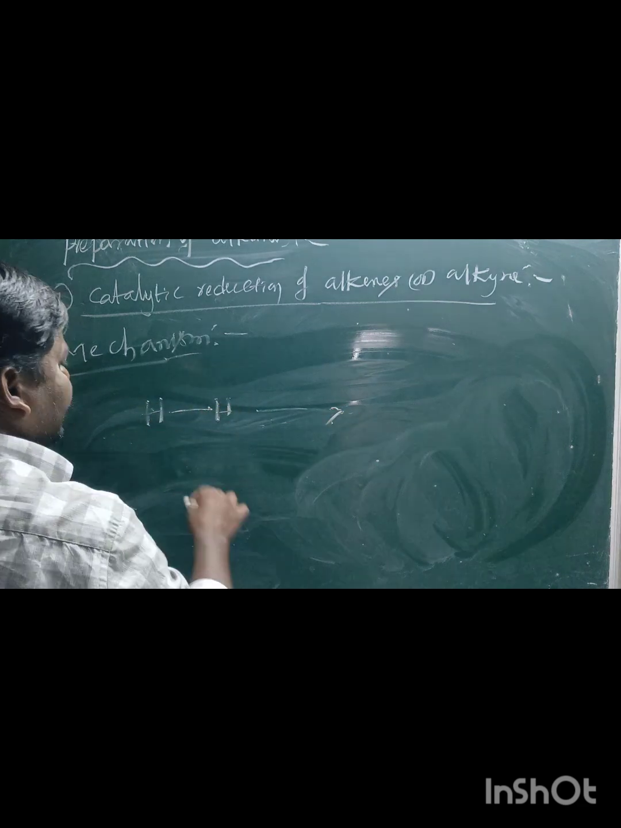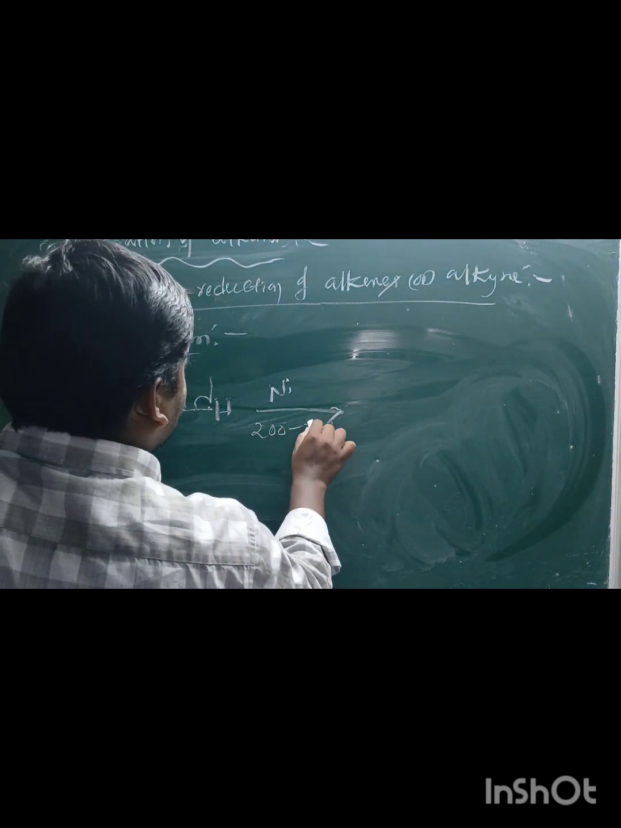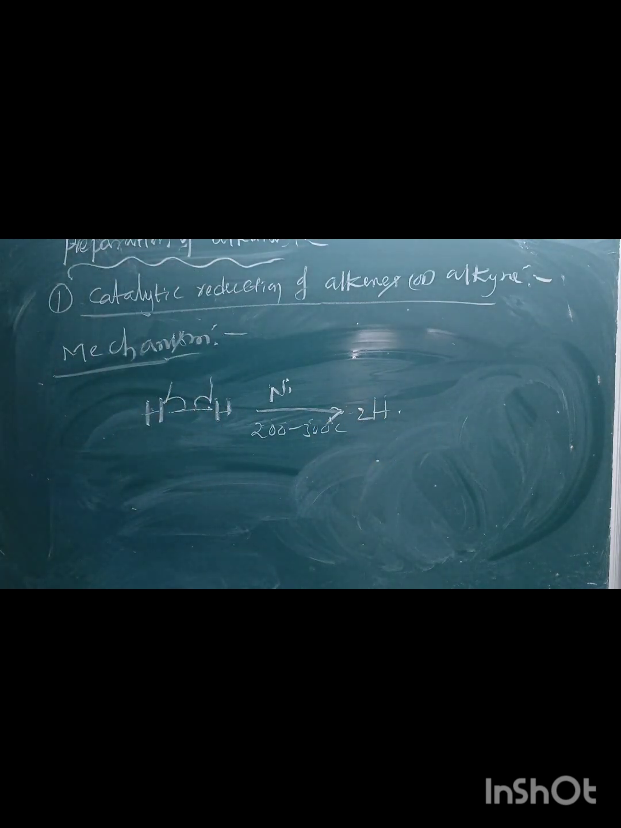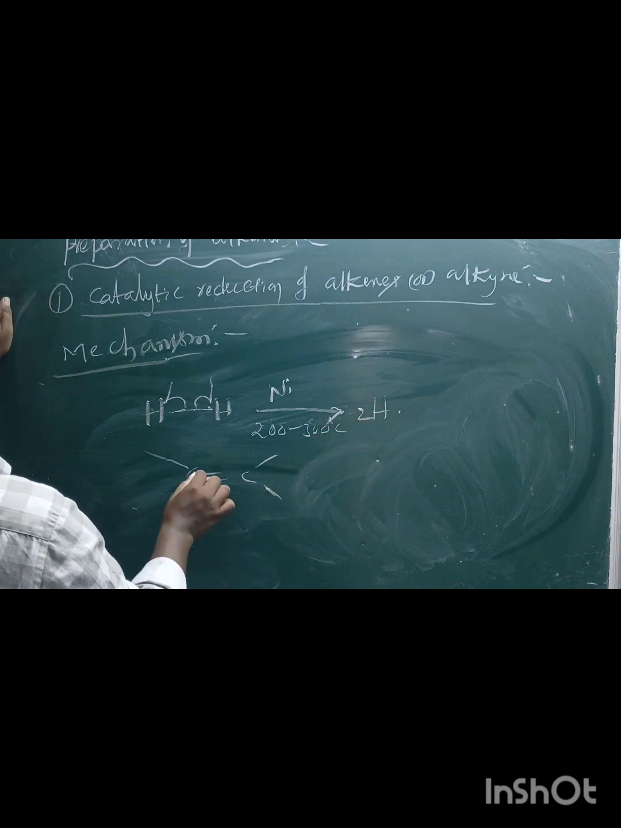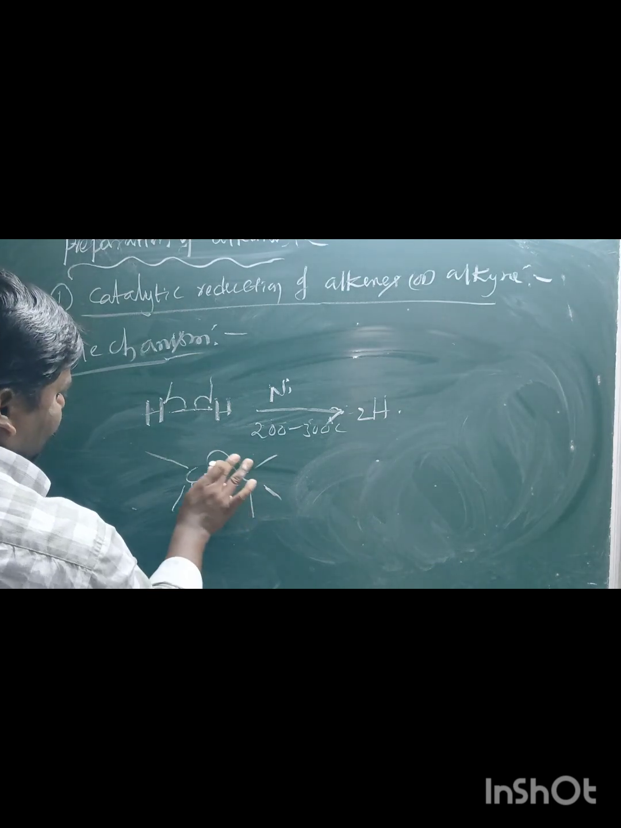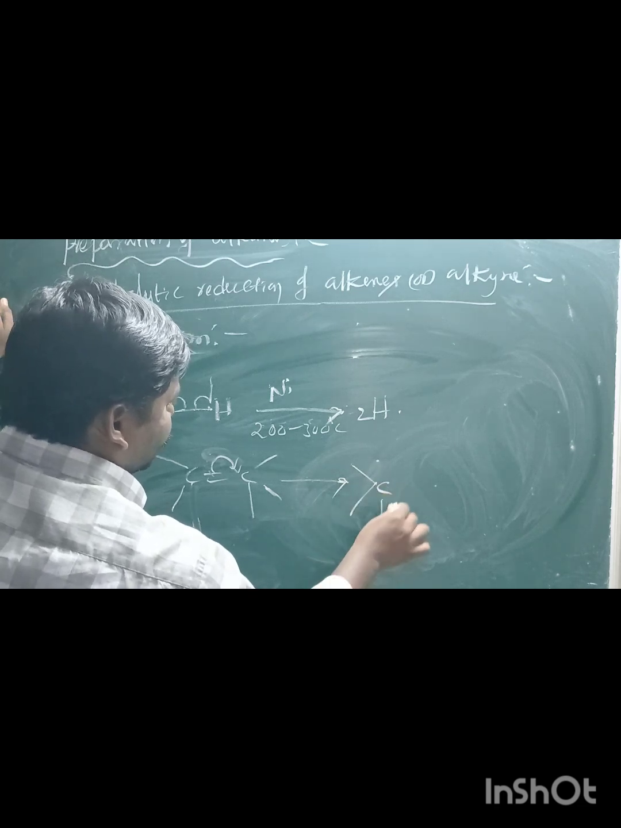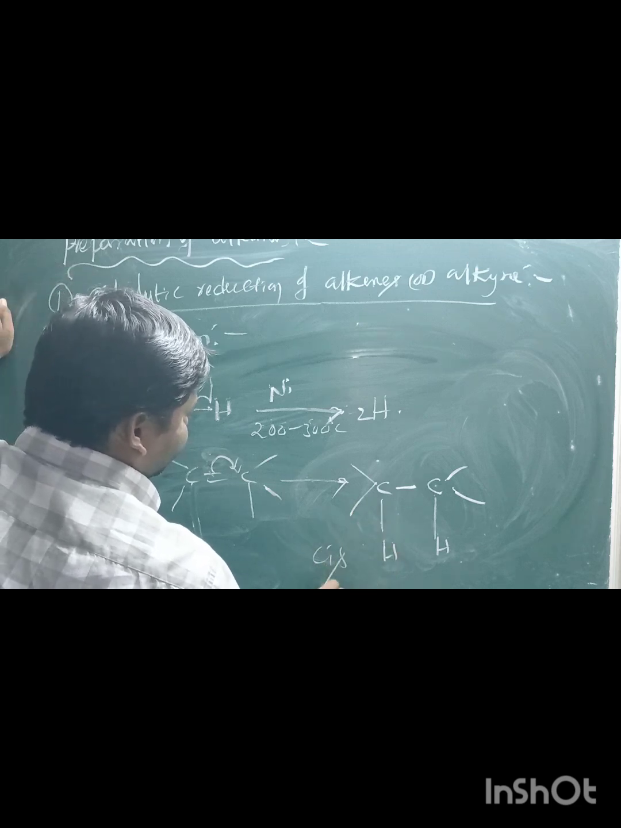This is a homolytic cleavage of hydrogen in the presence of nickel acting as a catalyst, at 200 to 300 degrees Celsius, to form hydrogen free radicals. Now I am taking an alkene. These hydrogen free radicals are connected here with one hydrogen. This bonding electron moves toward here, and one more hydrogen atom is added. This addition is called cis addition.